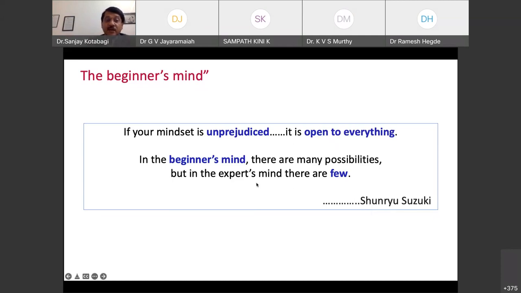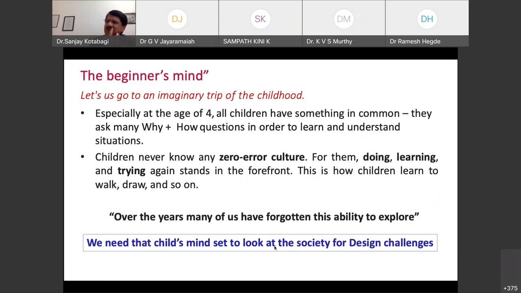So if I go with a beginner's mind, then there are many possibilities. But if I go with the expert's mind, I'm going to reduce those possibilities, right? So actually, we should adopt the nature of a child. We should really activate that particular nature, which we used to show in our early childhood days.